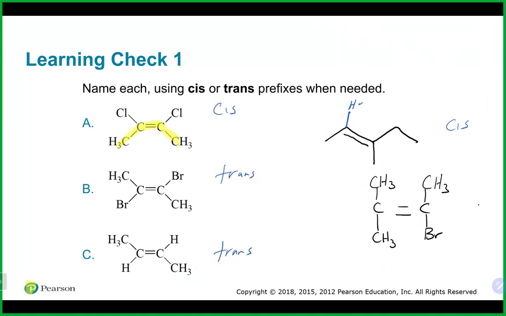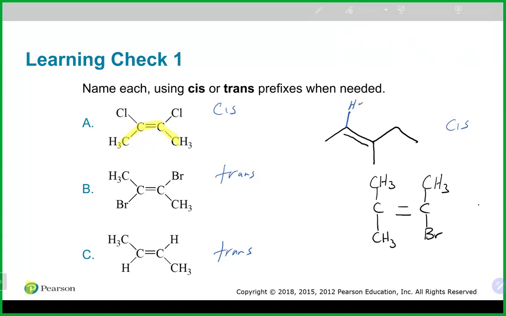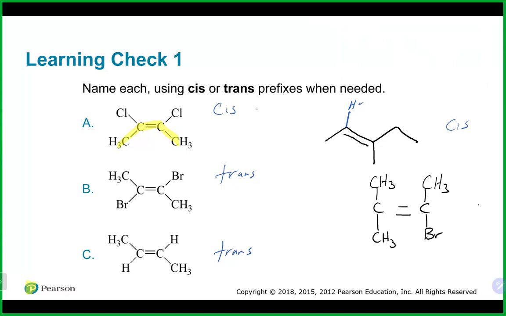Sometimes when people have it drawn in cis and trans, they're so focused on the double bond that they think it only has 2 carbons, and that's all they focus in on. So you still have to do the same things we did before: the longest carbon chain that has a double bond in it. In this case that is 4, which means this is butene. And the double bond would be at carbon number 2. It doesn't really matter which way you go in this case.